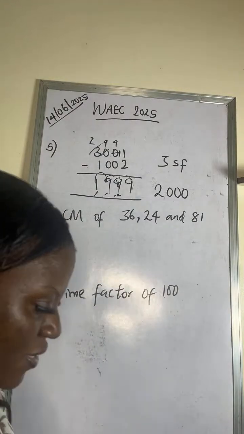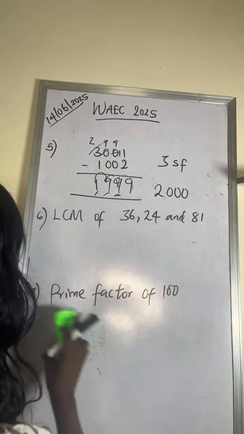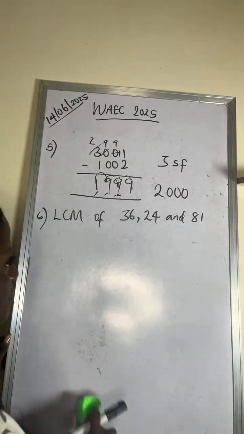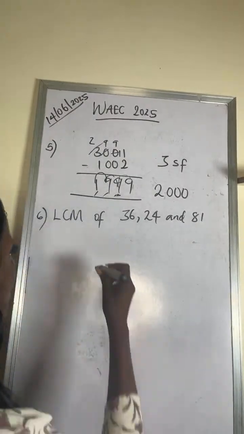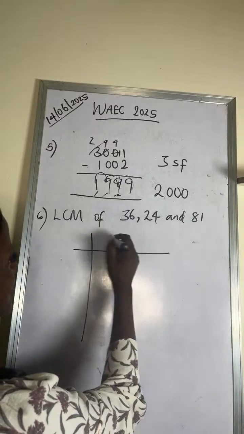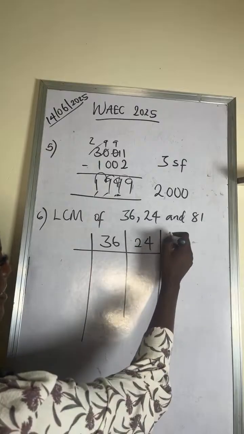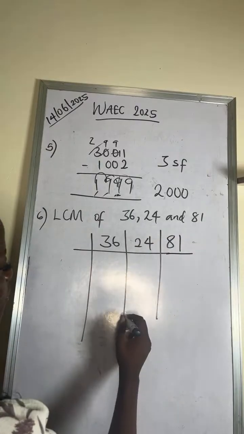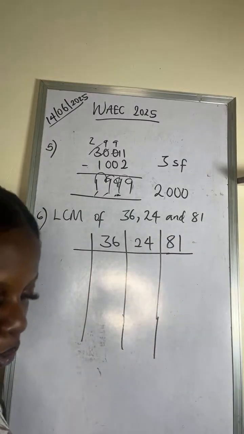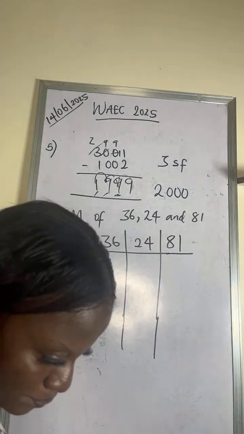Now let's move to the LCM. We've done LCM on this channel, so we have to do it. The LCM of 36, 24, and 81. Of course, LCM means lowest common multiple.